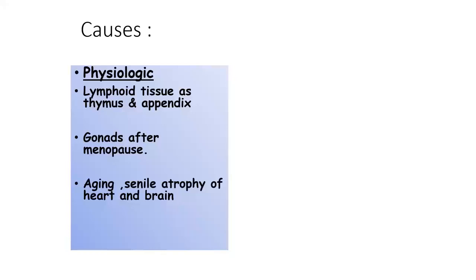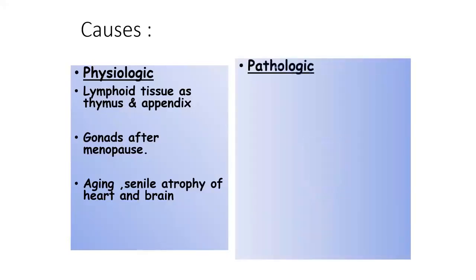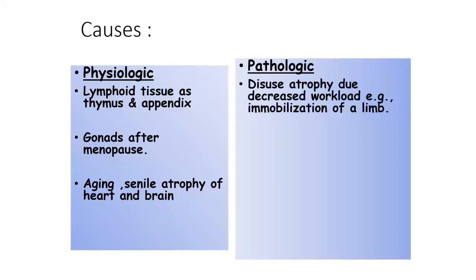In pathological causes, we have first disuse atrophy. Disuse means what? The muscle is going to be fine and in the normal size if it is used. If it is not used, as during immobilization of a limb, as in cases of fracture, for example. If you have a fracture and a cast surrounding a certain limb for 2 months or something like that, this will lead to immobilization of the limb, decreased workload of the muscle, and disuse atrophy.